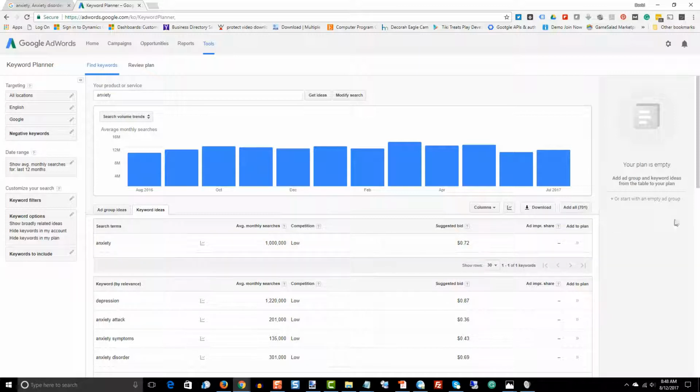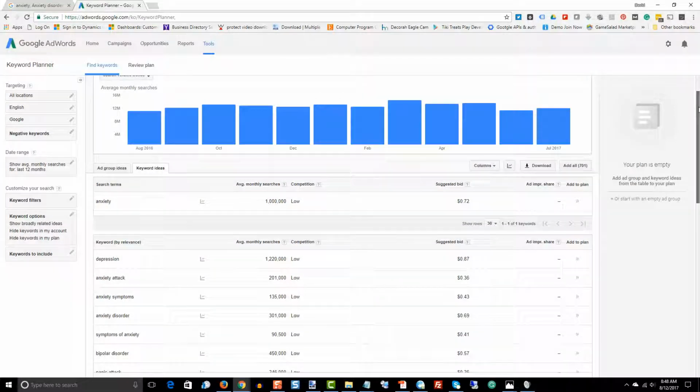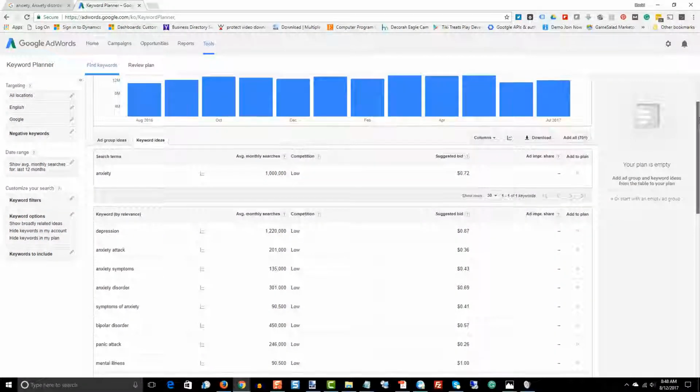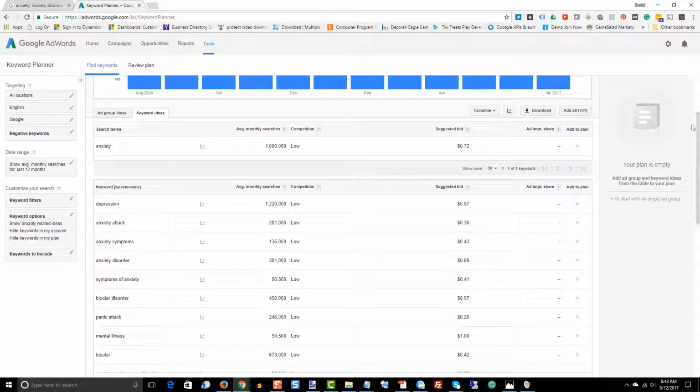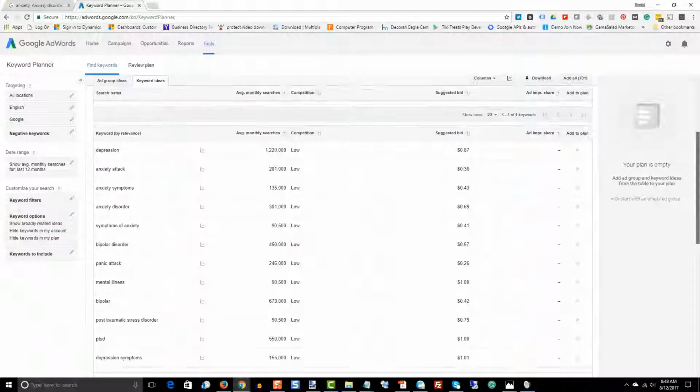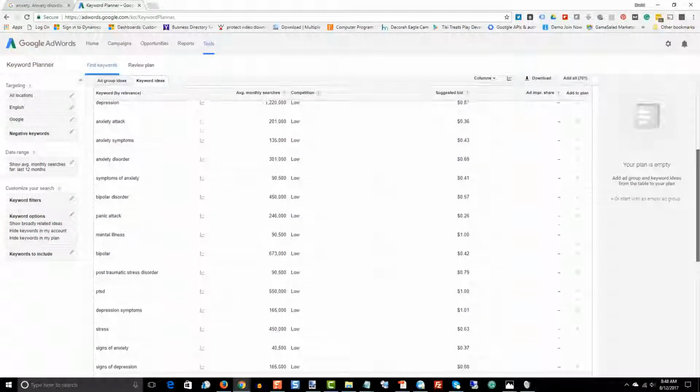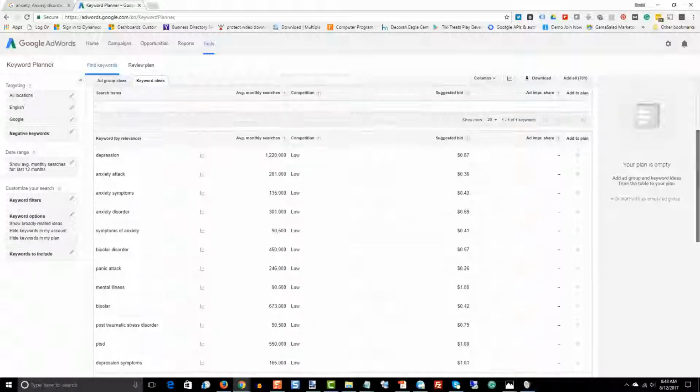You don't have to bid that. You bid based on where you want to place on a page, and maybe you don't need to place at the top to get traffic, so maybe you could bid lower than that, but they say the competition is low for this keyword. Then they take that keyword and break it down into some additional, typically longer tail keywords, but not necessarily.